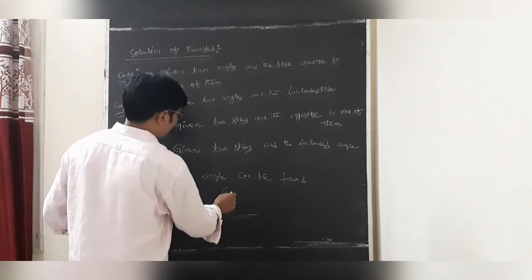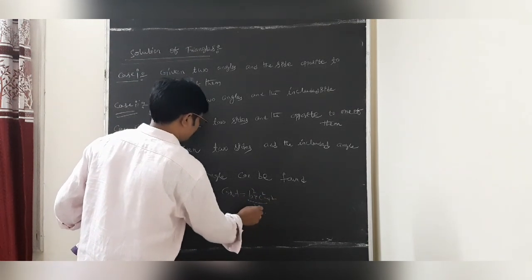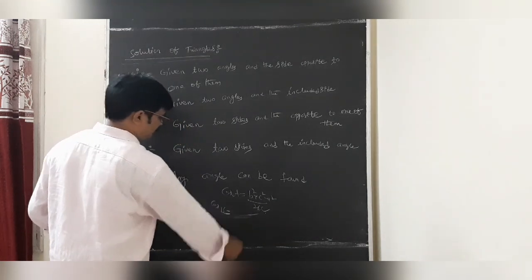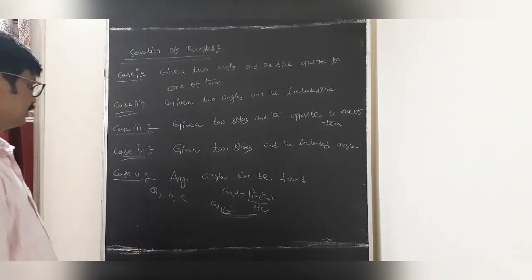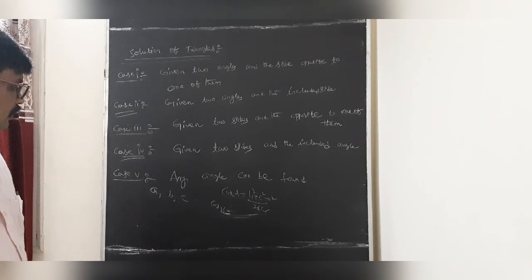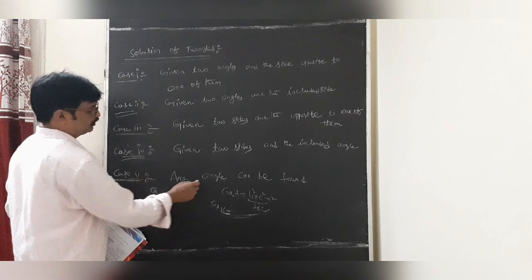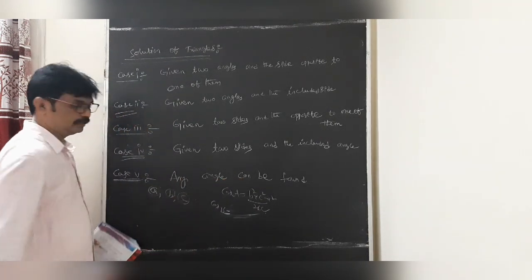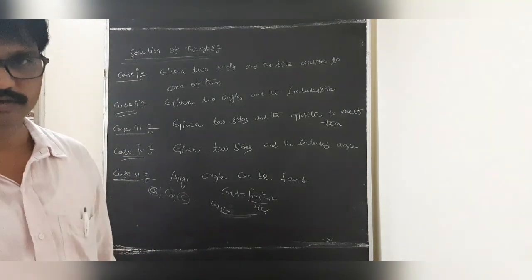We take cos A equals b square plus c square minus a square by 2bc. And similarly, cos B equals c square plus a square minus b square by 2ca. And cos C equals a square plus b square minus c square by 2ab. Okay students, this is case 5. Any angle can be found when the 3 sides of the triangle are given, by applying the cosine rule: cos A, cos B, cos C.